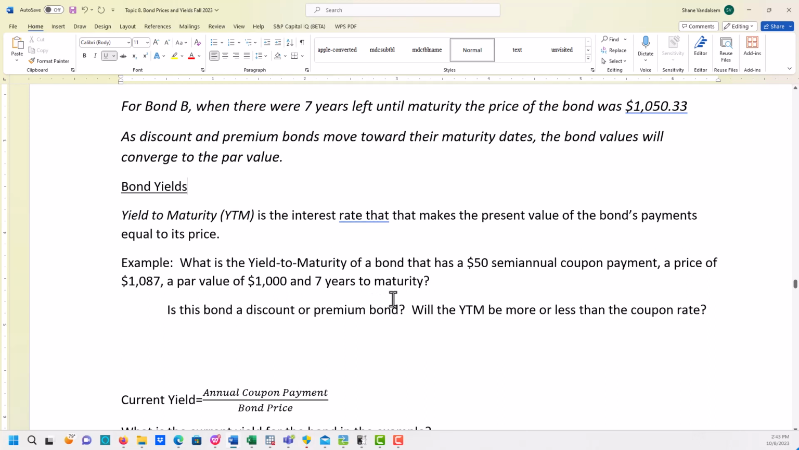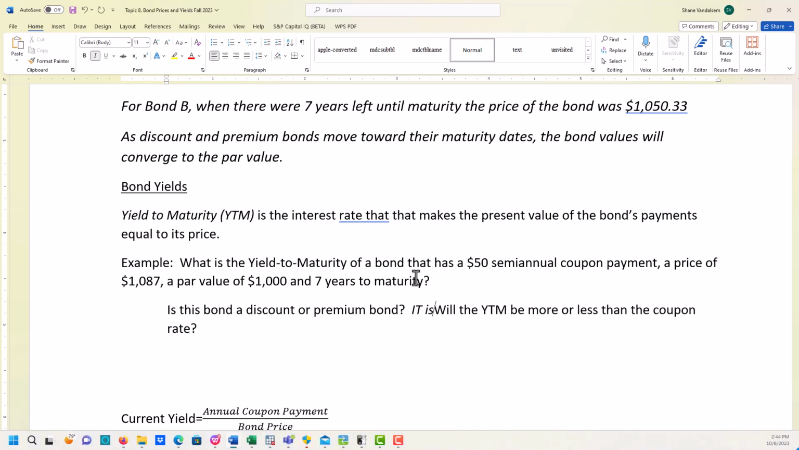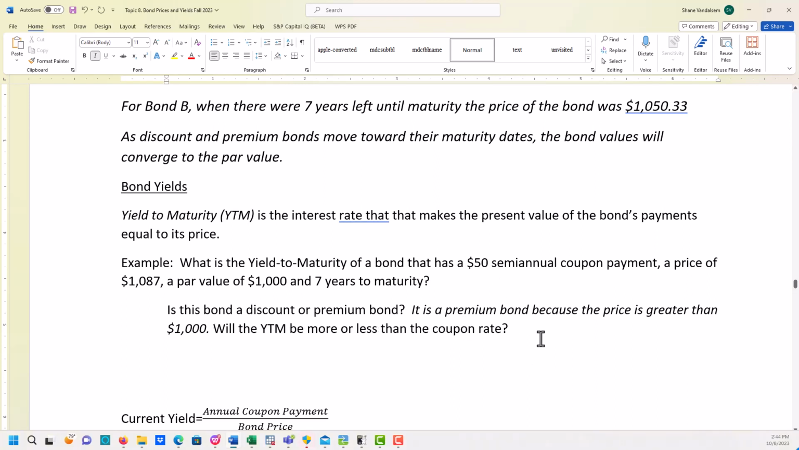So the first thing before we calculate anything is we can answer whether or not this is a discount or premium bond, and whether or not the yield to maturity will be more or less than the coupon rate. So is this a discount bond or premium bond? It's a premium bond because the price is greater than $1,000. And we know for a premium bond, then the yield to maturity is going to be less than the coupon rate. And that's why it's selling at a premium.